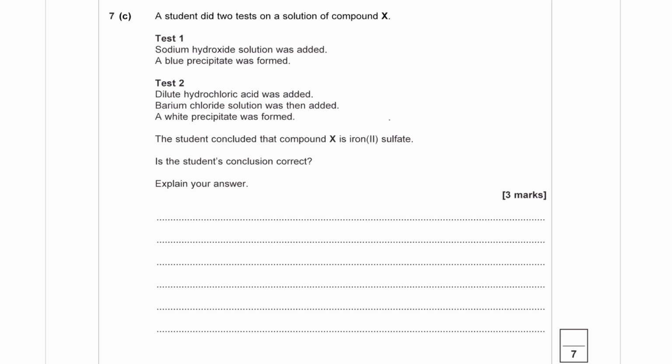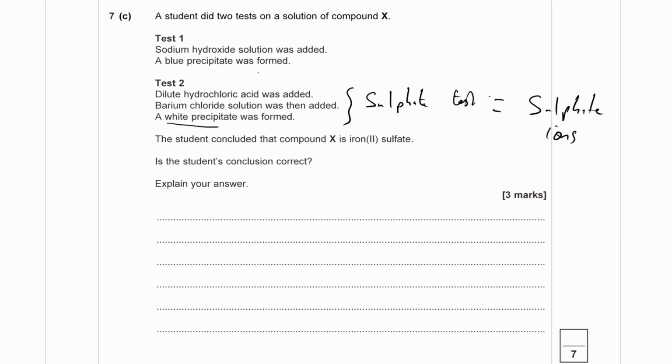So let's have a look at the 2 tests, and we can decide what the results mean. Test 2 to start off with: if hydrochloric acid and then barium chloride is added, this is the sulfate test. And the white precipitate means yes, we have sulfate ions. So we can say that we probably do have a sulfate. So sulfate ions is correct.